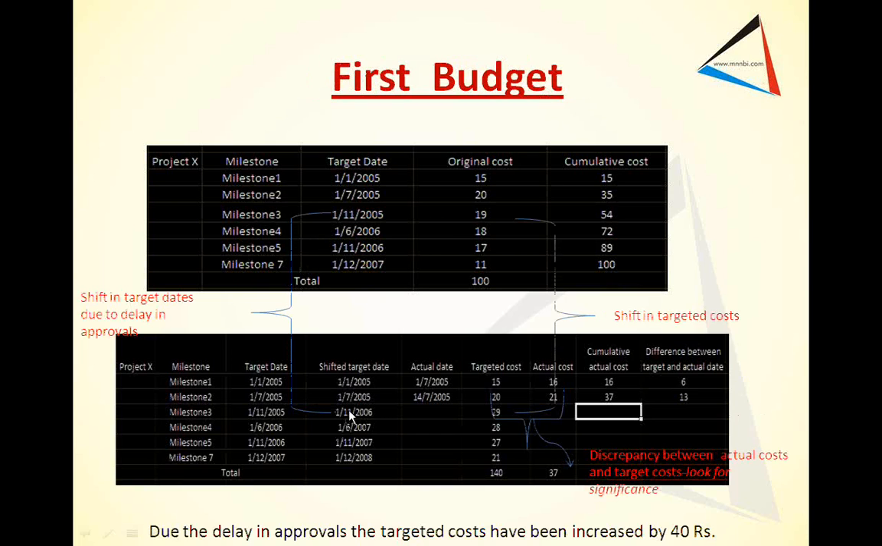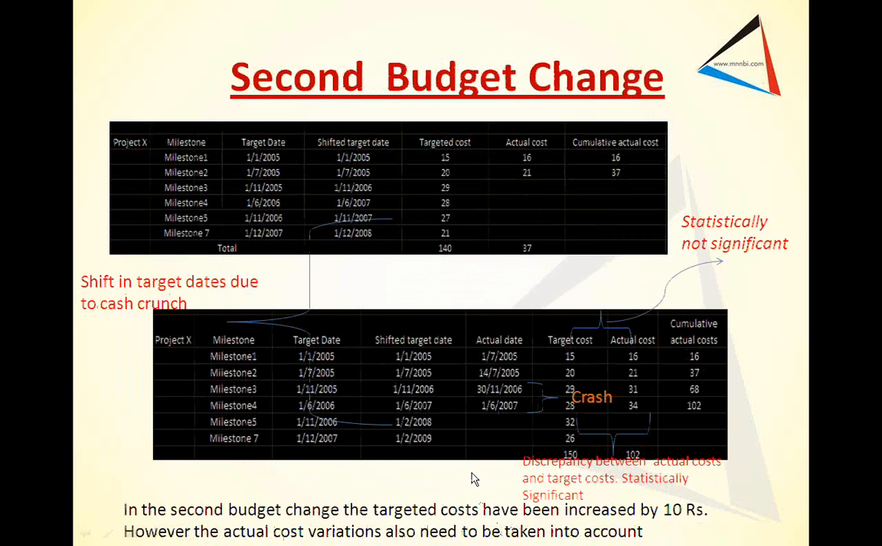So I have this milestone which has been delayed. This is my original cost. This is my new targeted cost. This is the discrepancy between the targeted and the actual cost, which will come up from the trail, right? So we actually look for significance. That means 15 to 16 might not be significant, right? But what you see here is that since this project has been delayed by 1 month, the cost has increased from 100 to 140.